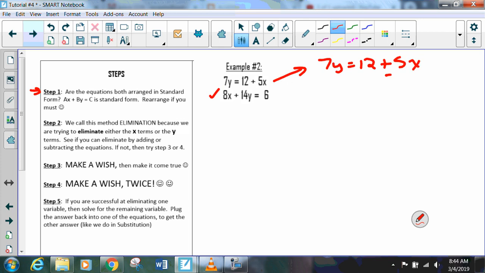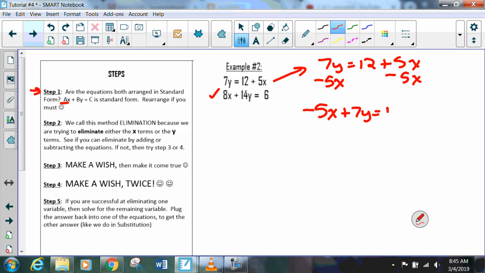So we're going to go ahead and subtract the 5x from both sides. I could write this as 7y minus 5x, but that wouldn't be in standard form. Standard form has to have the x term first. So I'm going to rewrite it as negative 5x plus 7y.